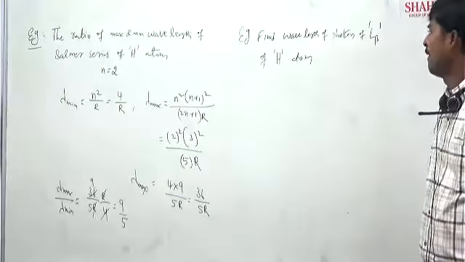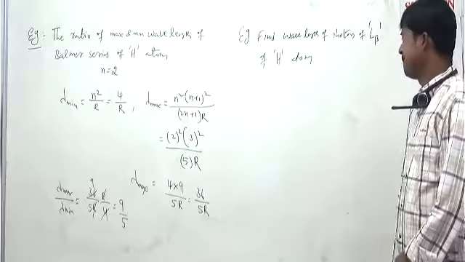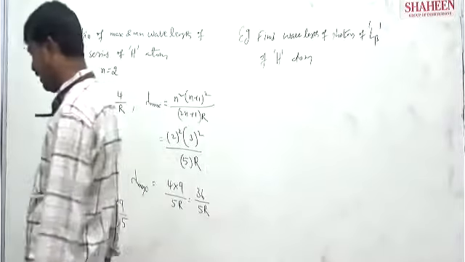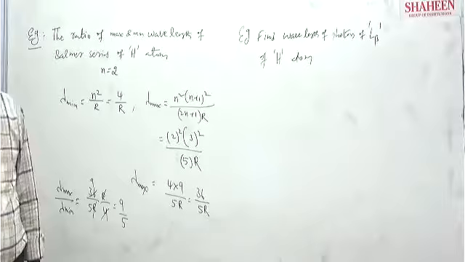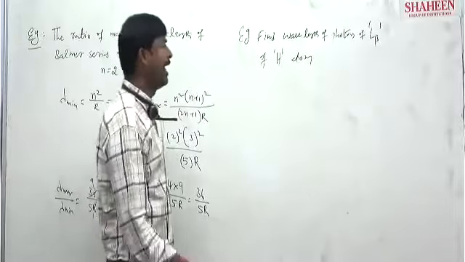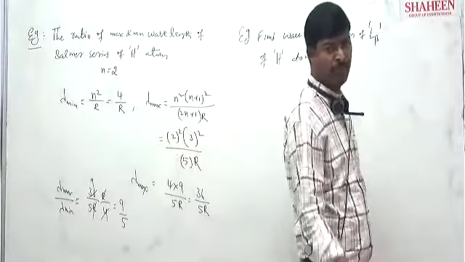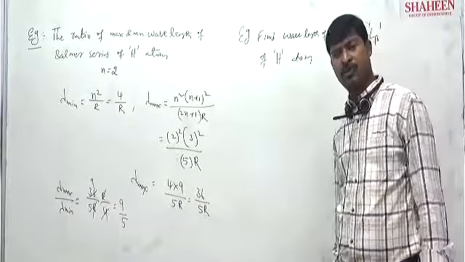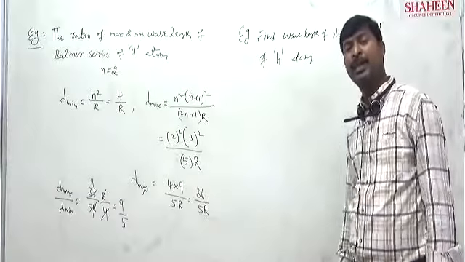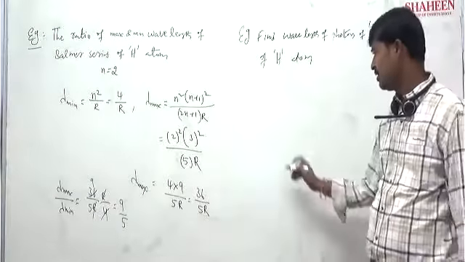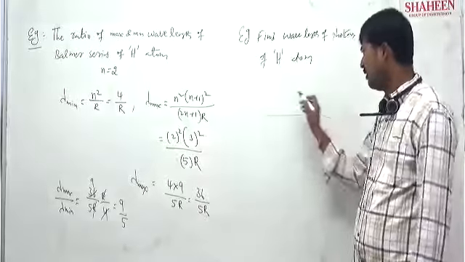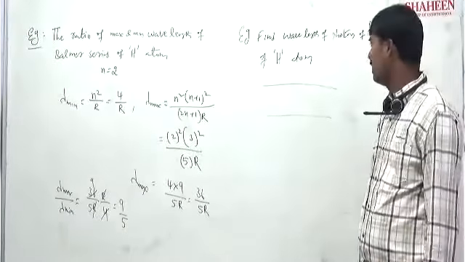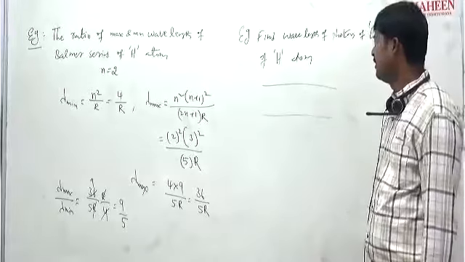Wavelength of L beta. They don't want to calculate lambda maximum and lambda minimum. They want to calculate only the L beta wavelength. So for this we require to know what L beta is. L beta is a kind of transition of electron. L means second shell, correct? So beta means second line in that second shell.